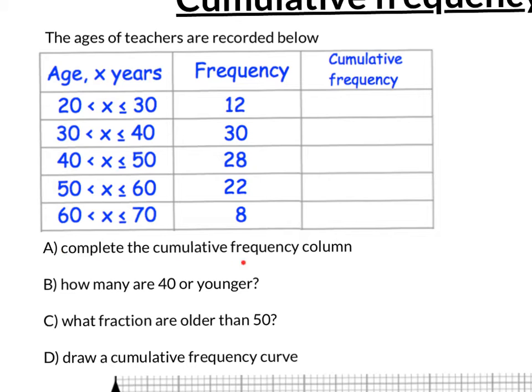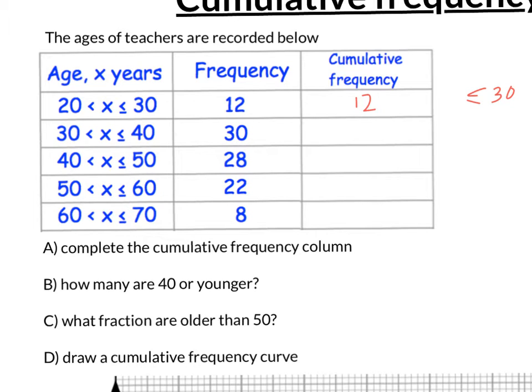Part A is complete the cumulative frequency column. The cumulative frequency is the number of teachers in this case that are in that group or less. It keeps a running total. So the first group has 12 in it, and that's a group between 20 and 30. So how many are less than the upper limit? How many are less than or equal to 30? Well, there are 12.